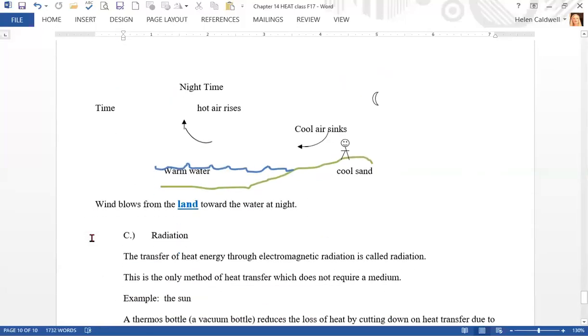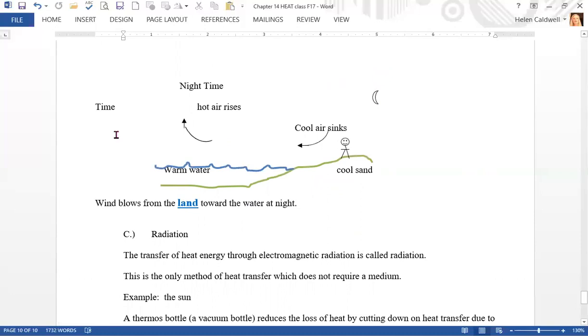And at nighttime, the opposite is true. At nighttime, the sand doesn't feel hot anymore, but the water is still warm. So hot air rises over the water, cool air sinks over the sand, and now the wind has switched directions. Which means if you're sailing, you have to be careful at twilight when the sun goes down, because winds oftentimes switch rather quickly if you're not careful.